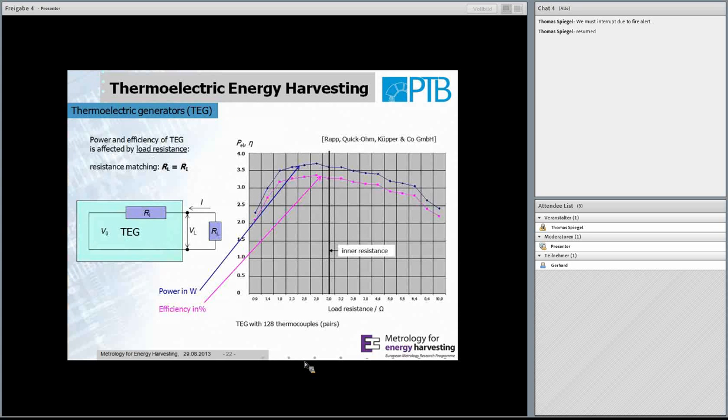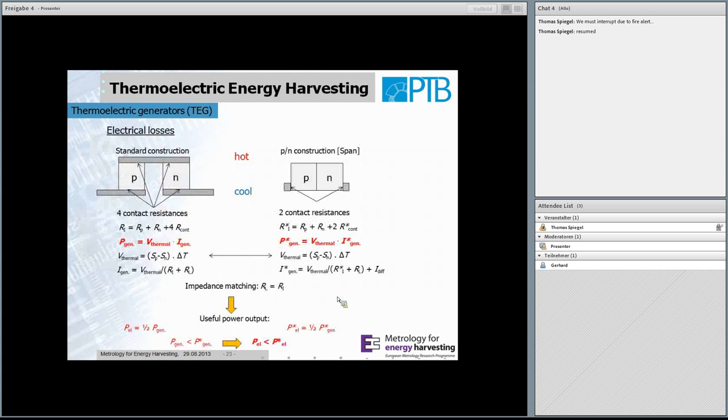Another important point to consider is that the load resistance should be in the same order of magnitude as the inner resistance of the thermoelectric generator. Here are some measurements of Rapp et al. They had a thermoelectric generator with an inner resistance of 3 ohms. Here you can see the curves for the efficiency and the power depending on the load resistance, which is on this x scale. You can see the maximum is reached in the region where the two resistances fit.